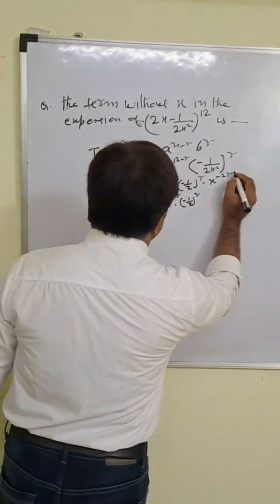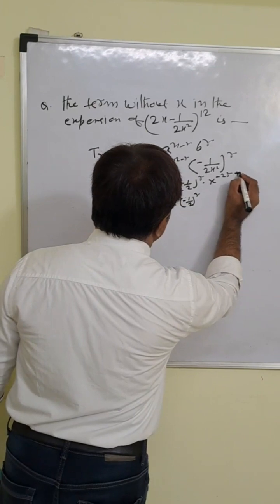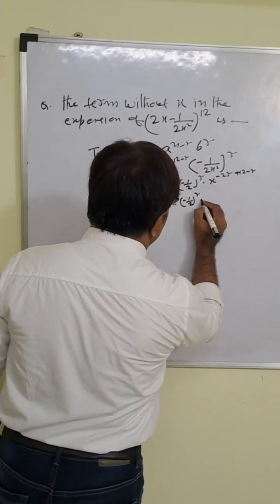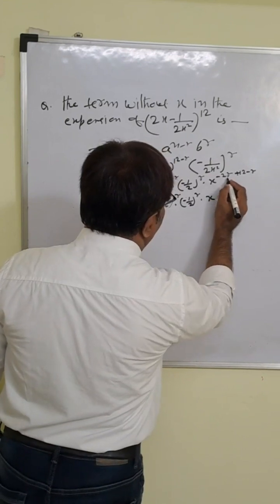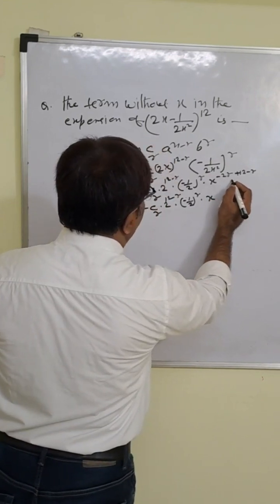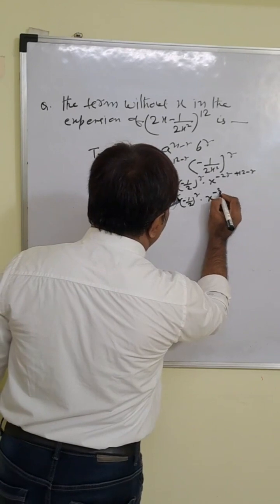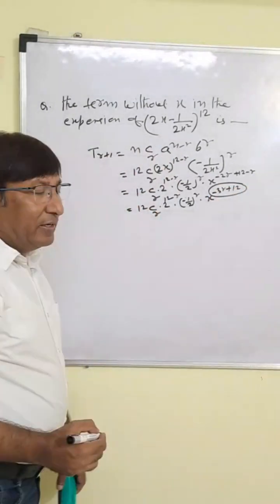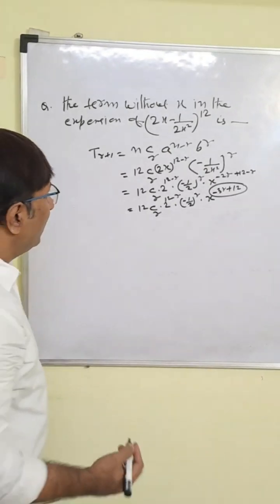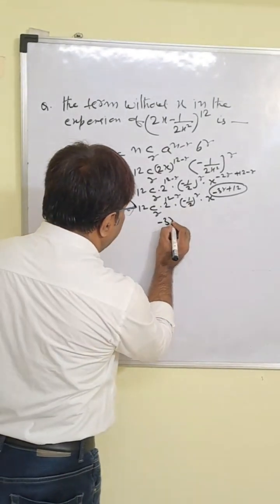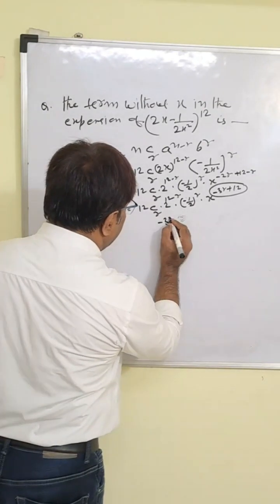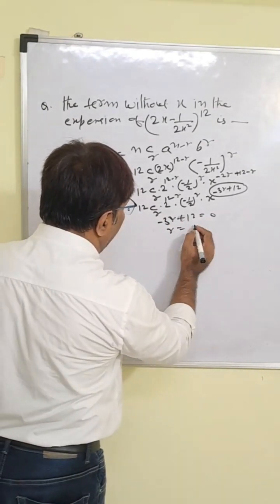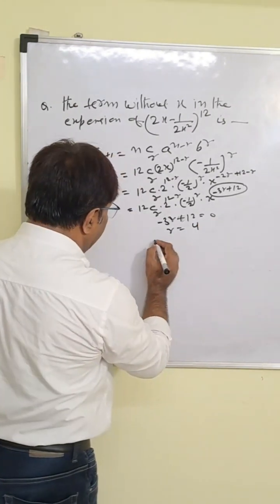So we can write what? Plus 12 minus r. So this is plus 12 minus r. Now this is the x to the power what? Minus 2r, so this is minus 2r minus r. So this is minus 3r plus 12. Now for the term without x, just the coefficient of x equal to 0. So you will get -3r + 12 = 0. So r equals what? That is 4. So we need the term.